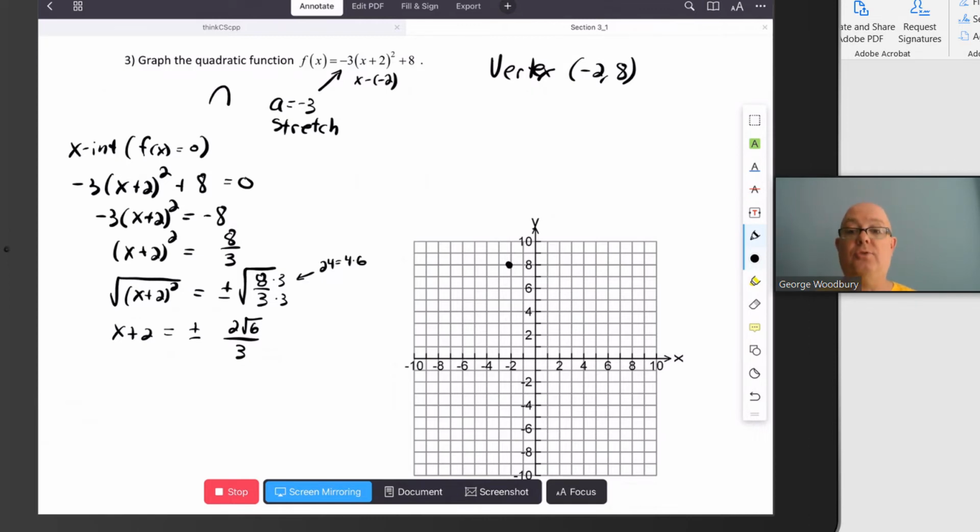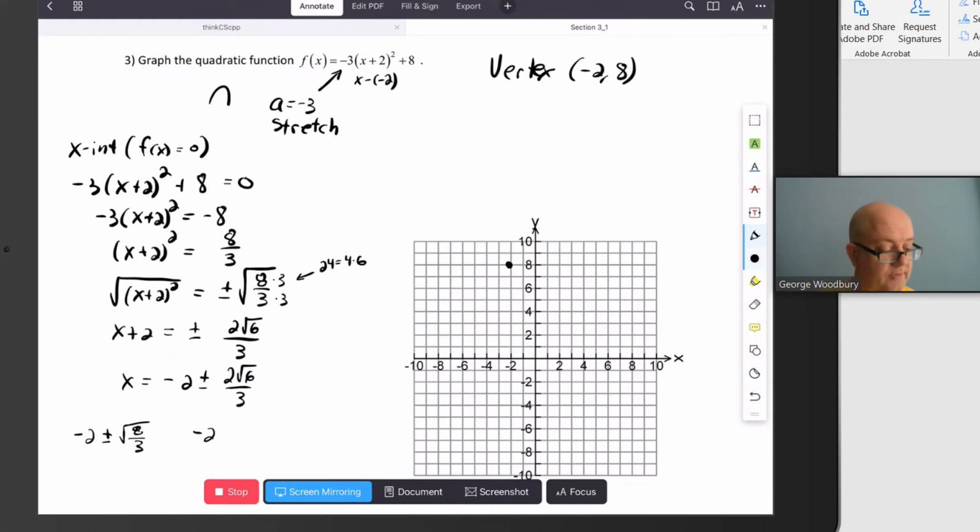That's the exact solution. And x equals negative 2 plus or minus 2 root 6 over 3. Those are my x-intercepts. Now, on the calculator, it's actually going to be easier if we use negative 2 plus or minus the square root of 8/3. So I'm going to show you that in the calculator. Then I'm going to show you the one with the 2 root 6 over 3, and we'll see that they're exactly the same. I'm going to start with the addition.